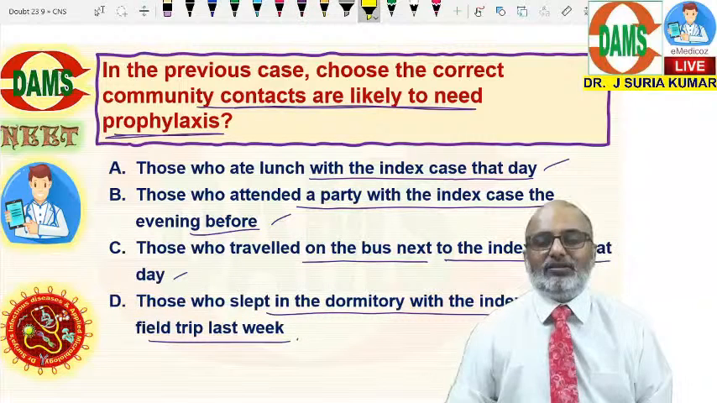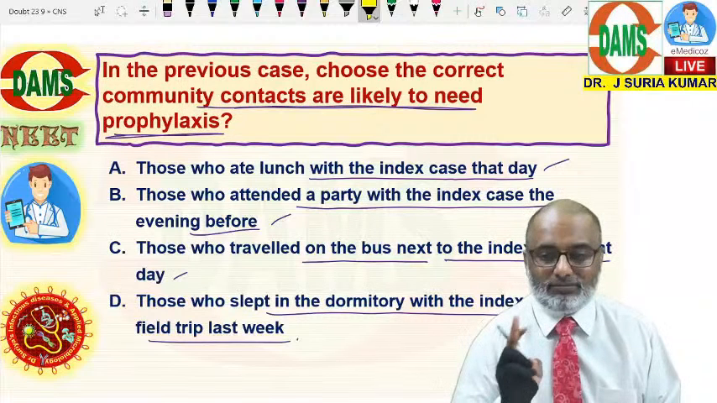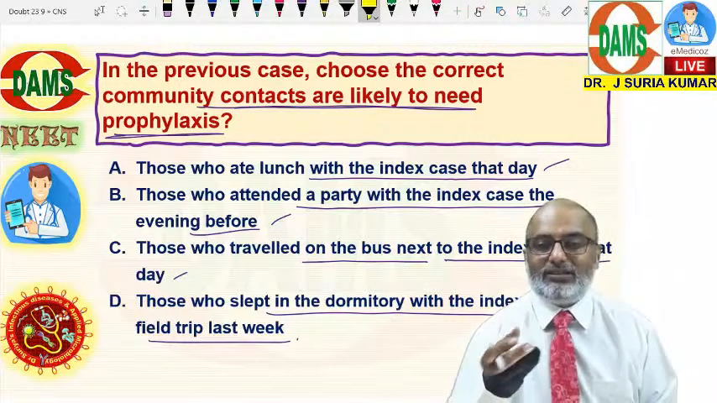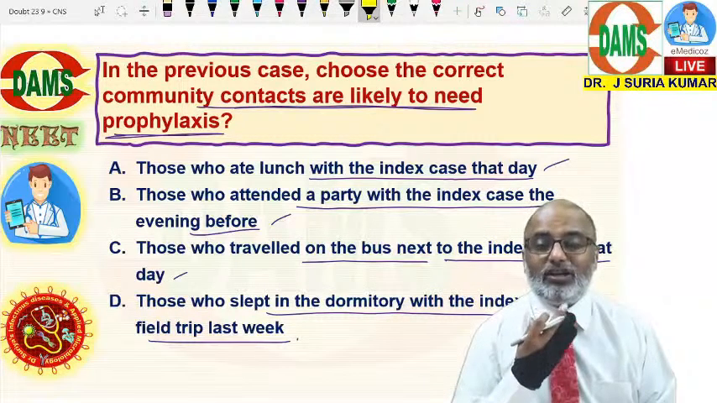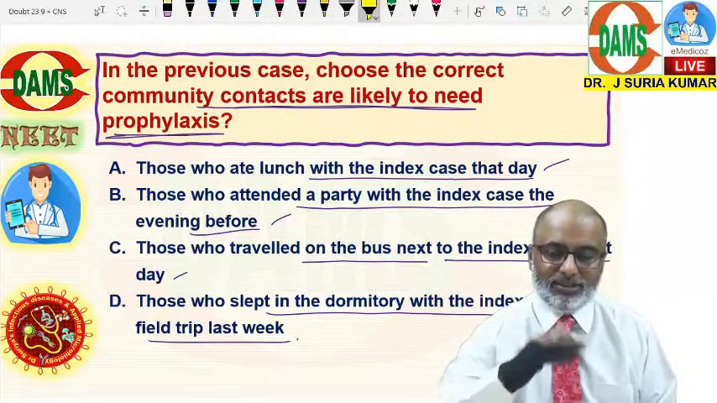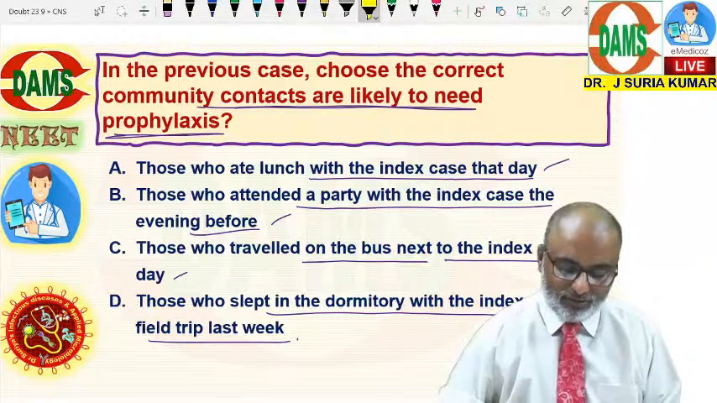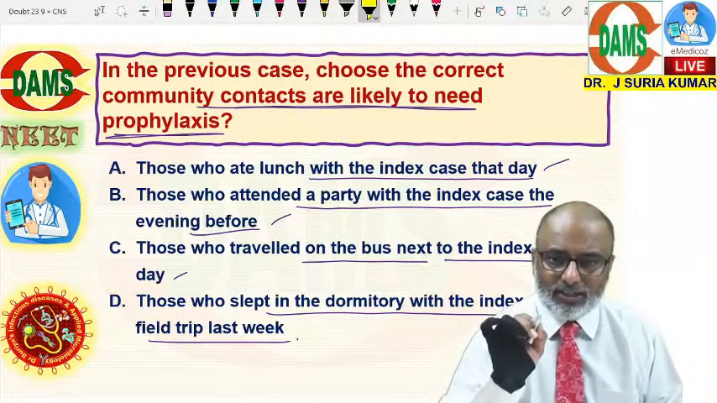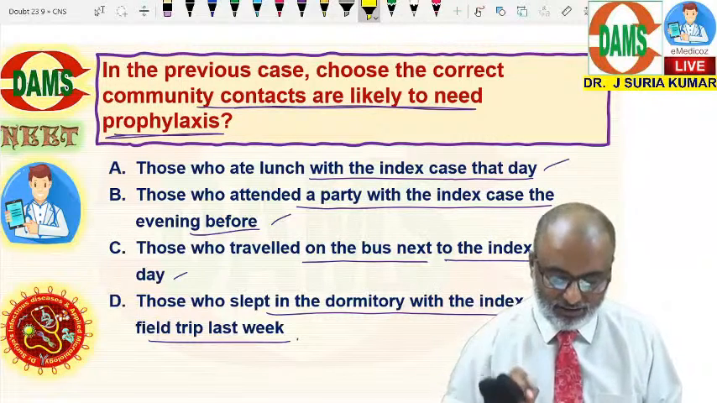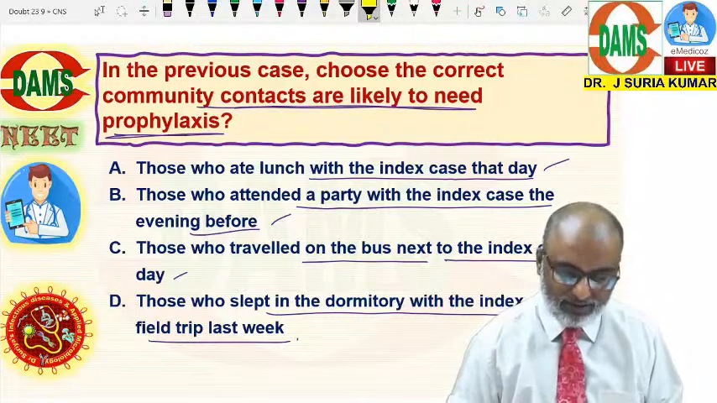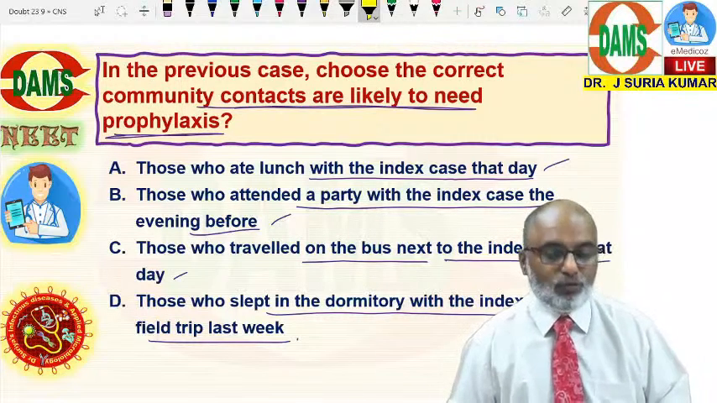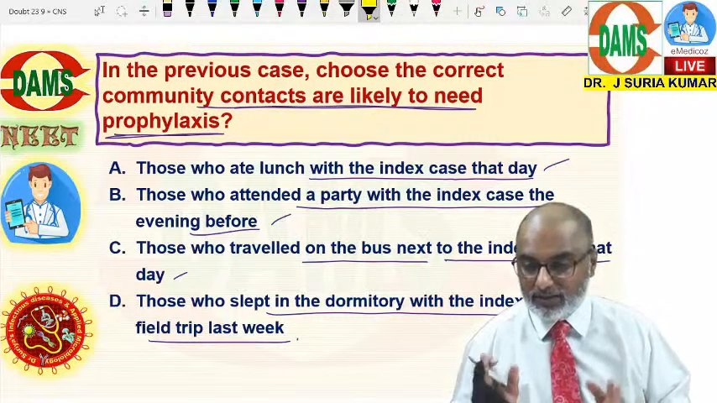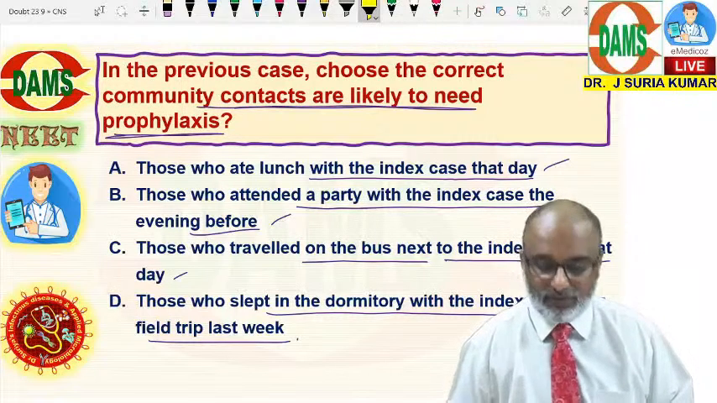So I already told, poor hygiene, overcrowding, mode of transmission, inhalation. This organism goes and settles in the nasopharynx, then it multiplies, colonizes, then in the bloodstream it goes to the brain. So the close contacts need vaccination, but whom? Very important. Whom spend more time with the index case need to be vaccinated.